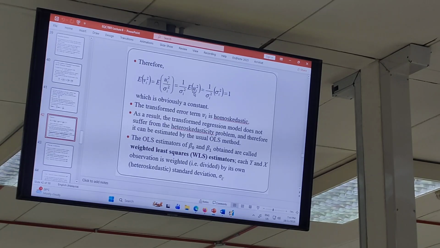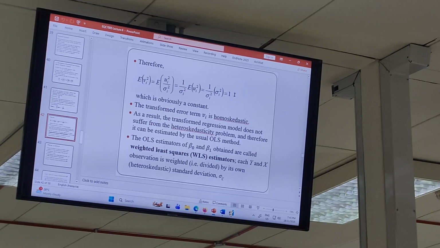The variance of the disturbance in the original model is sigma i squared, which depends on i. Different i has a different value of variance. If you transform the equation, the error variance of the new disturbance in the transformed equation is equal to 1, which is obviously a constant. So the transformed error term v i is homoscedastic. As a result, the transformed regression model does not suffer from the heteroscedasticity problem, and therefore it can be estimated by the usual ordinary least squares method.